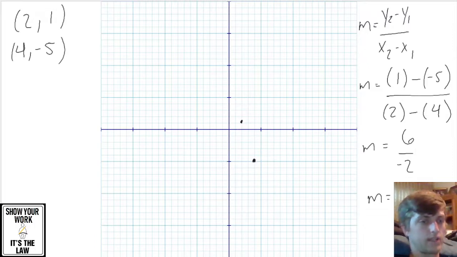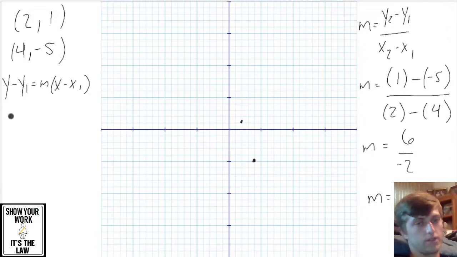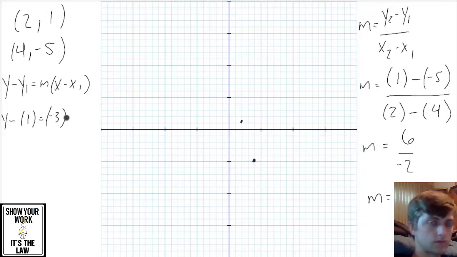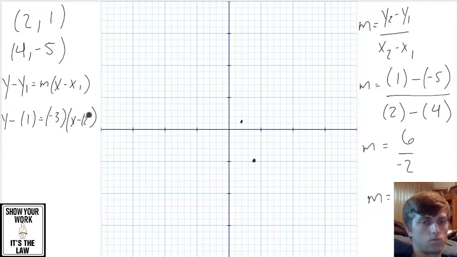Now, how do we get the equation for the line? Well, we have a slope. What else do we have? We have a point. So let's use point slope form again. We always start by rewriting point slope form: y minus y1 equals m times x minus x1. Now we just substitute one of our coordinates. It doesn't matter which one's which, as long as we put them in the right order. Our y1 is 1. Our slope is negative 3. Our x1 is 2. Oh, almost forgot parentheses.